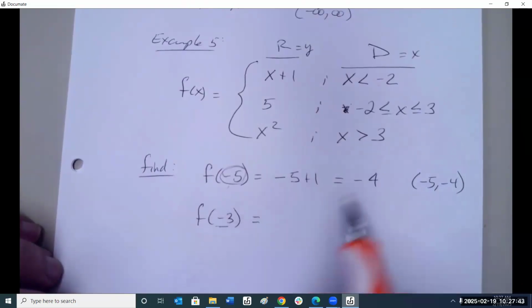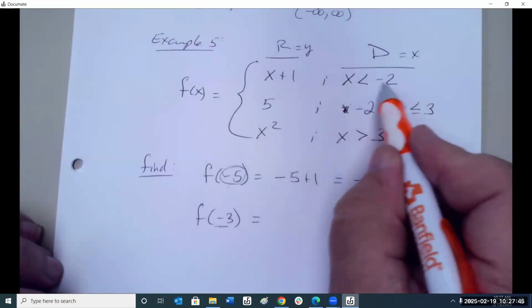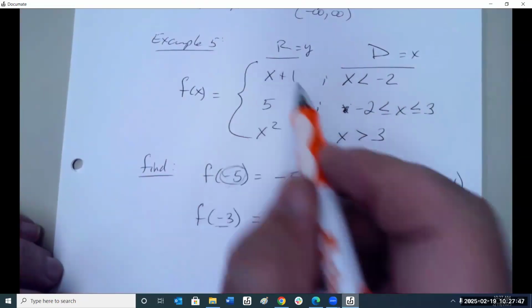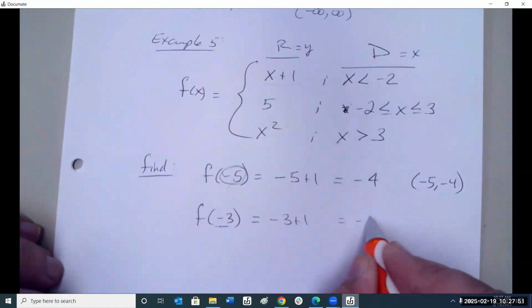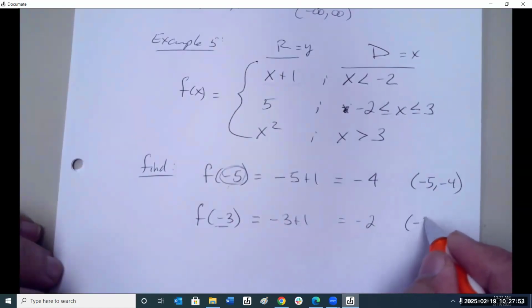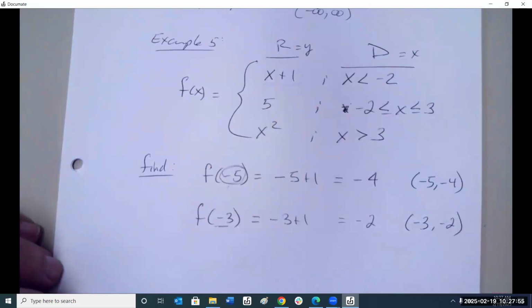Where's -3? Yeah, -3 is less than -2, so I use this equation again. So it's -3 plus 1. So the point on my graph is at that.